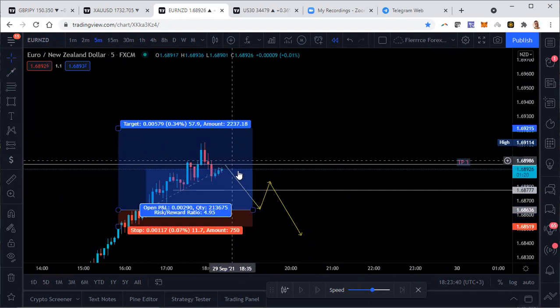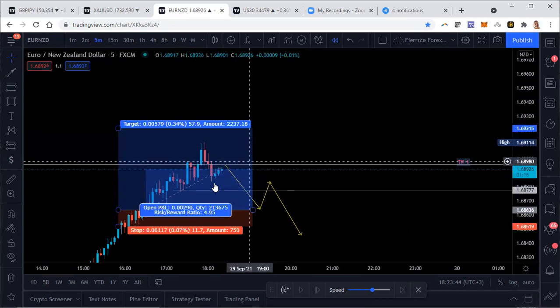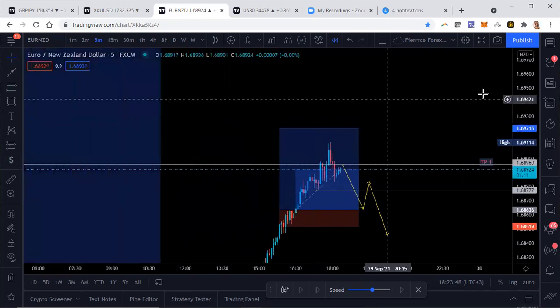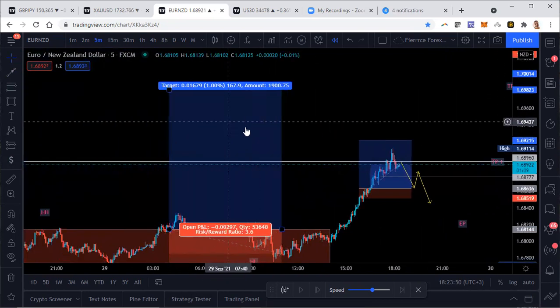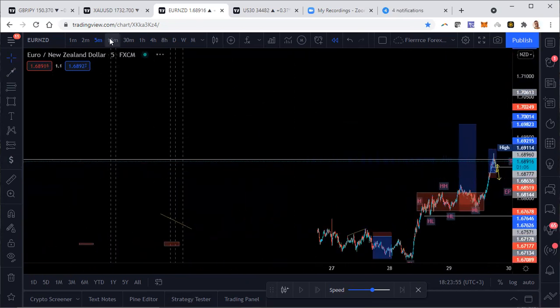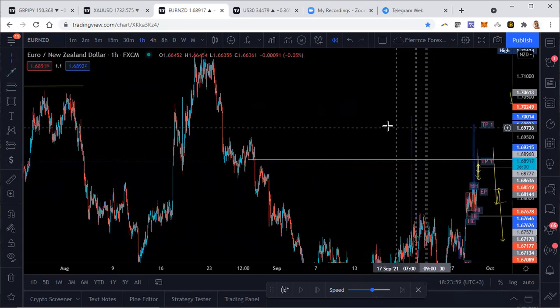But for now, what we are seeing is price still looks like it is forming higher lows, okay? So I'm expecting that maybe the price will actually push to the upside. Why? Because we still have some areas of interest when I go on a higher time frame, much higher.